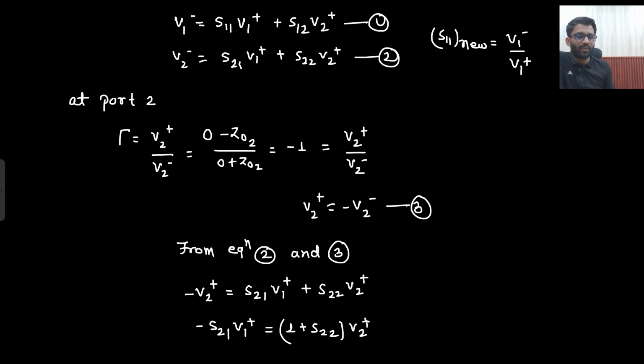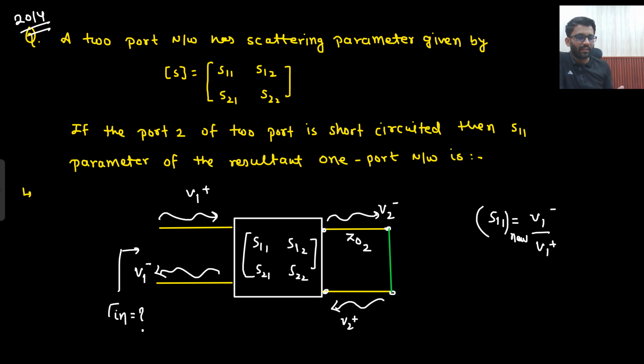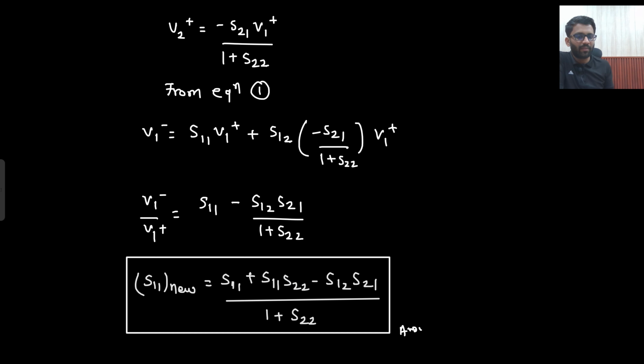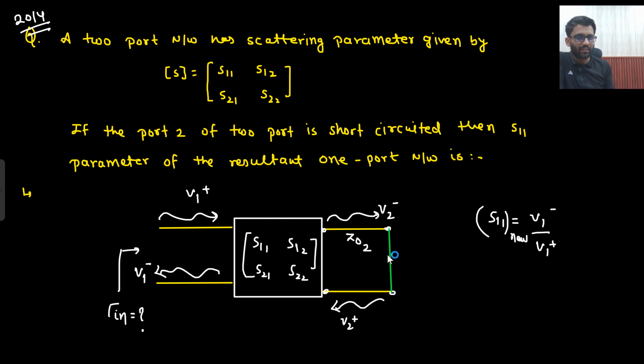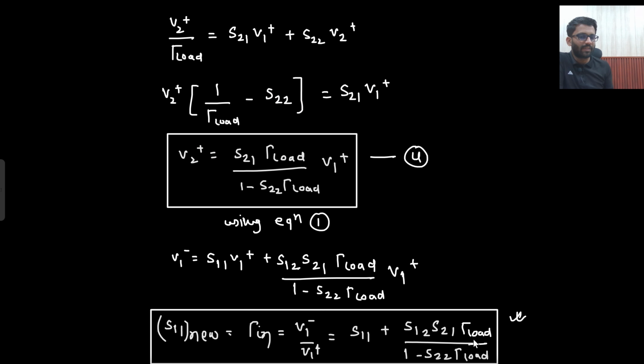Do you remember the Z in formula? No, we can calculate it, no? In the examination they will give any random load, just like here they gave short circuit. If you remember the formula, you can put -1 directly here, because gamma load was -1. If you put -1, you will get the same answer.